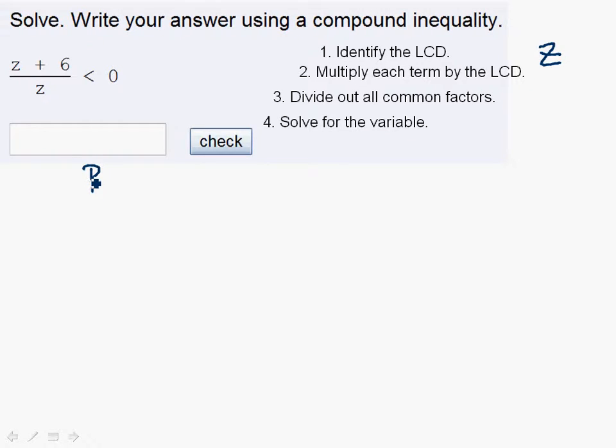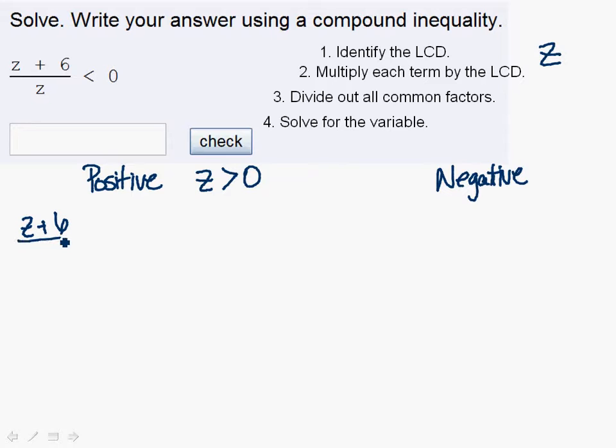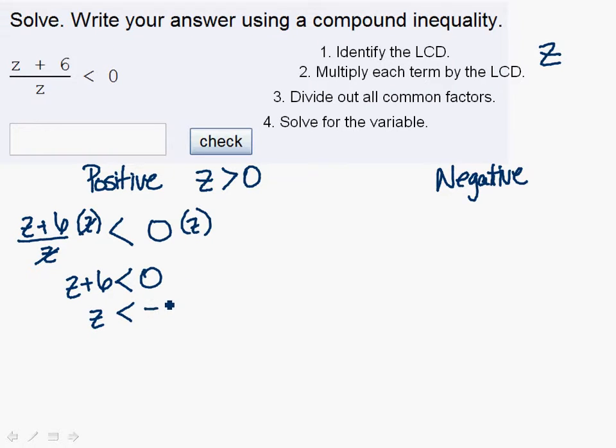Okay, we do have the option of it being positive or negative. So if z is positive, so if z is greater than 0, then we would have z plus 6 over z, and the symbol would go the same direction. Okay, and we're going to multiply both sides by z. So the z's are going to cancel, so I have z plus 6 is less than 0, so z is less than negative 6.